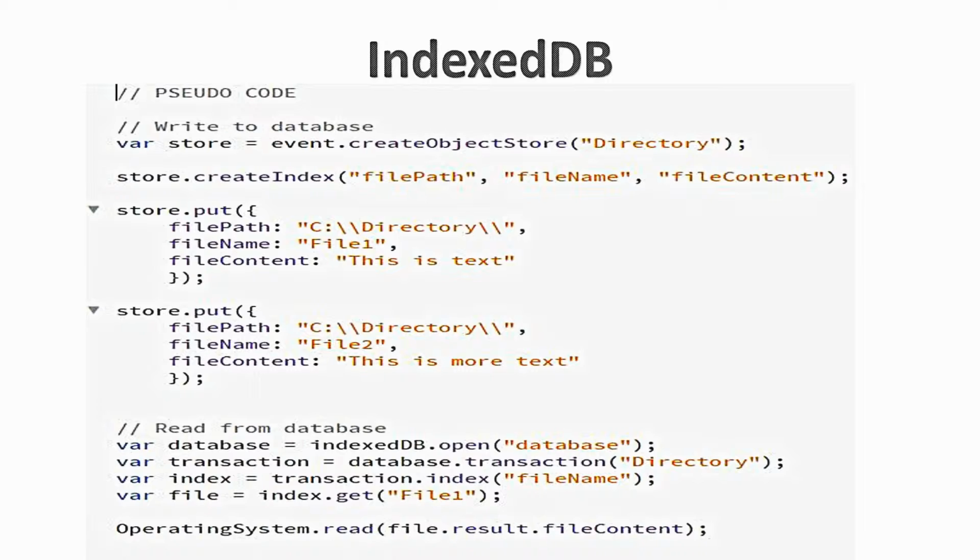We can also easily read from the database by first opening up a connection to the database. We then create a transaction to the directory we want to access, and lastly, we can retrieve the file by searching the file name index by providing the file name that is stored within the database. All files stored within our operating system use the same scheme to store and retrieve file information.